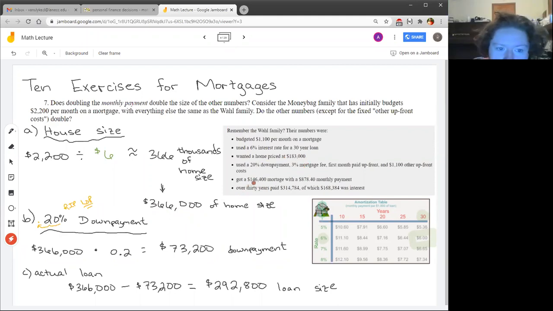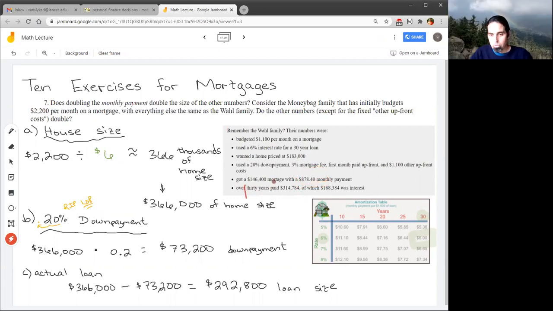Yes. And the mortgage size, 146,400 was the old one. Now we're at 292,800. That does seem like it doubled in size. So far everything's double. Let's keep going. We still can check the monthly payment, and we can still see over all 30 years how much they paid and how much was interest. See if those numbers also double or not.